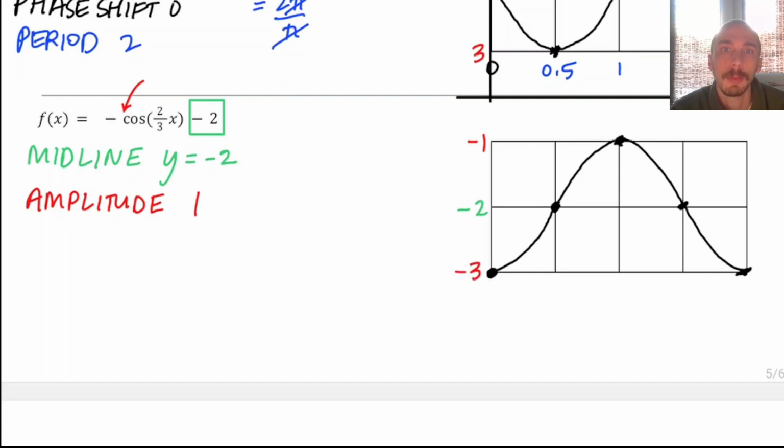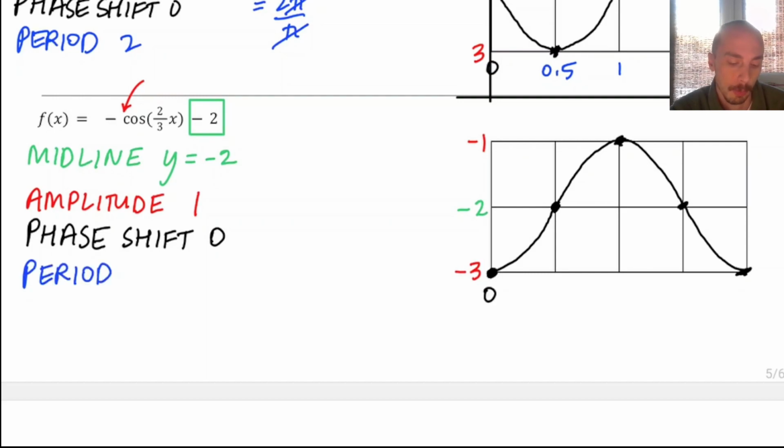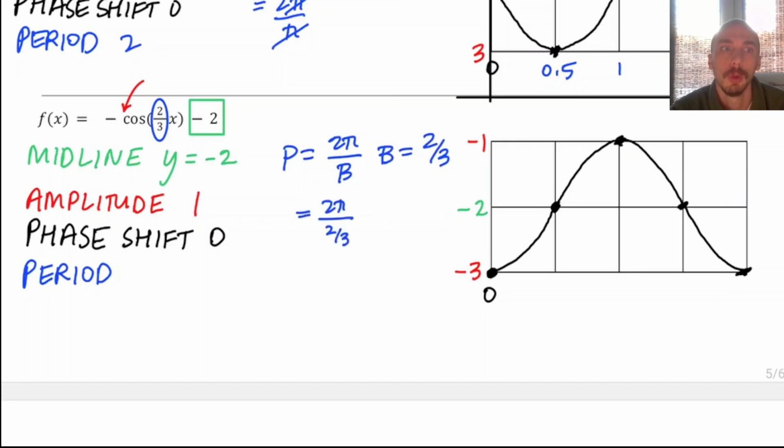Then I'm going to think about the phase shift. X isn't added or subtracted to anything, so the phase shift is going to be 0, and that'll be where my window starts. Now I think about the period, right? Remember, period equals 2 pi over b. Find b. That's going to be 2/3. Okay, so plug that into your formula, keep, change, flip, or do, however you're going to do the fraction arithmetic, figure it out. It's going to be 3 pi.